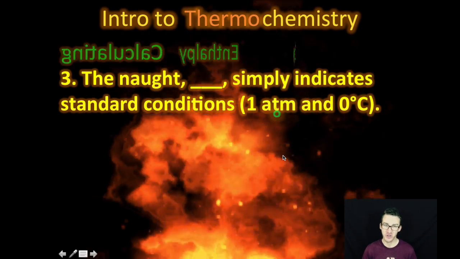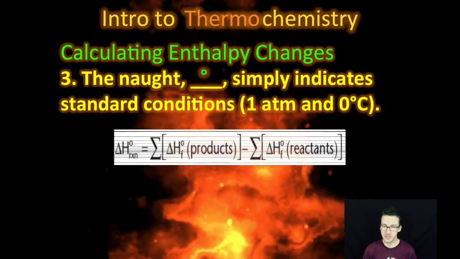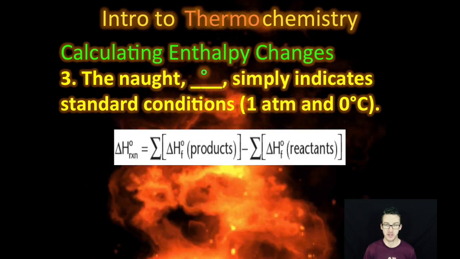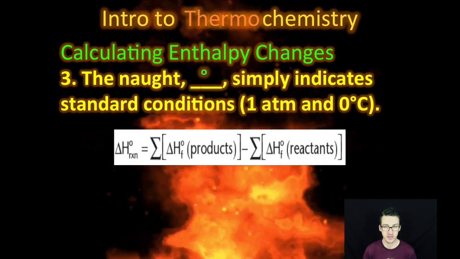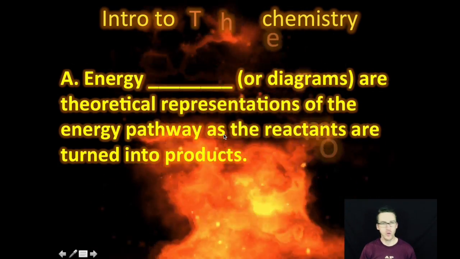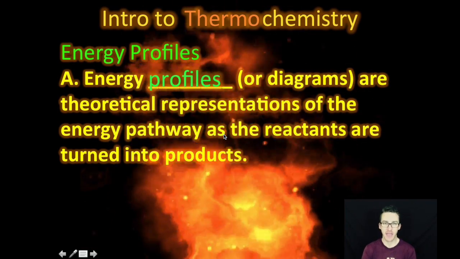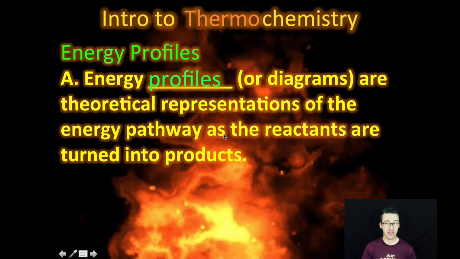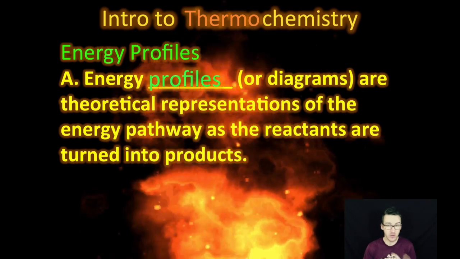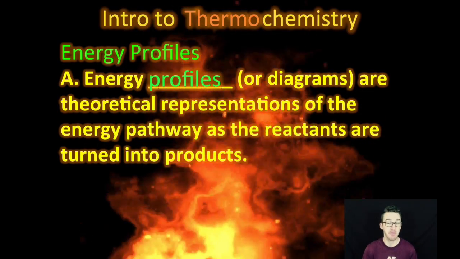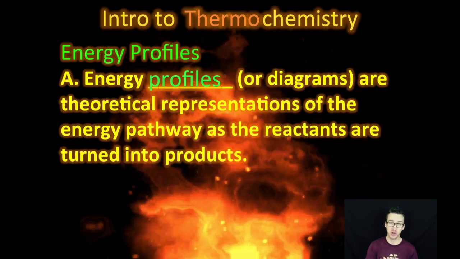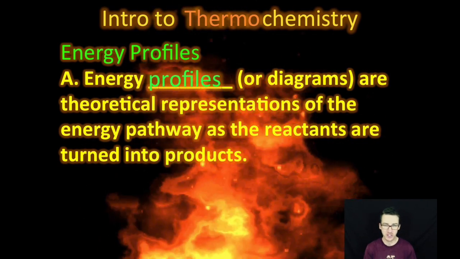And also, don't get thrown off by that little naught symbol. It simply indicates that we're under standard conditions, 1 atmosphere and 0 degrees Celsius, 273 Kelvin. Whew, okay, and the final thing that you need to take away for today's video is the idea of energy profiles. And these are just diagrams that show us the theoretical representation of the energy pathway as the reactants are turned into products, as your reaction progresses.